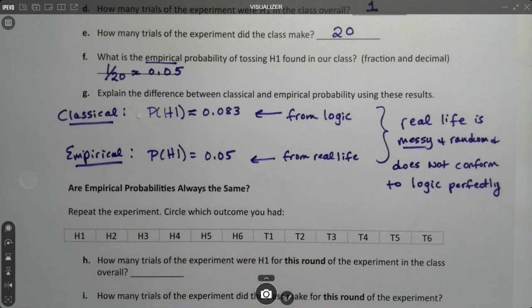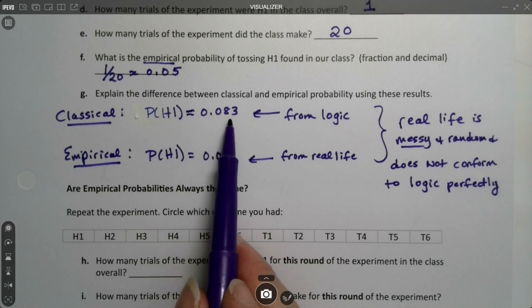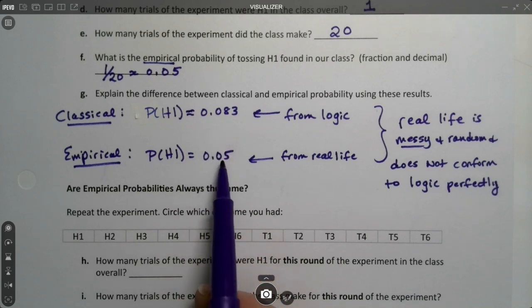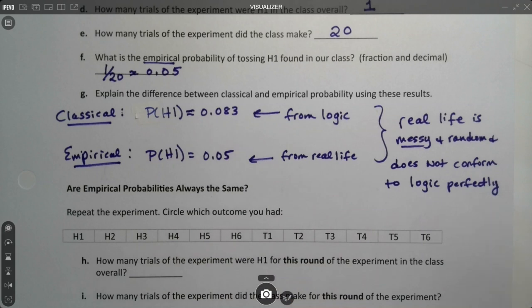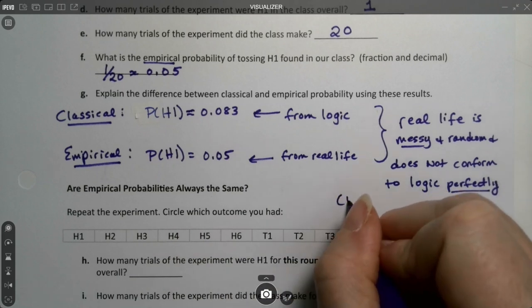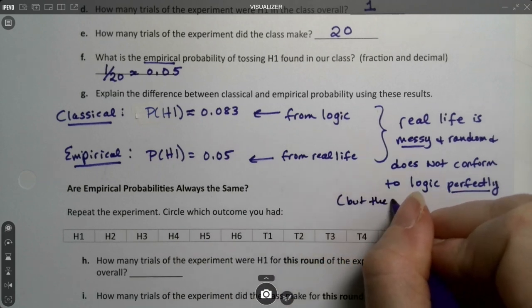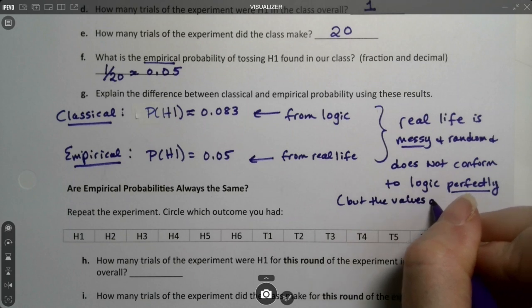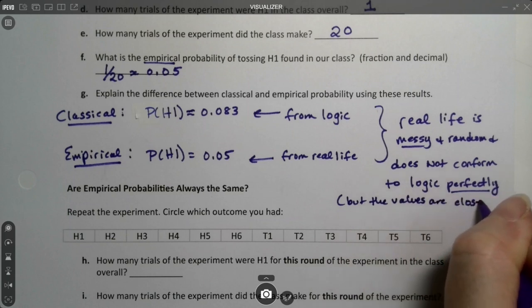Now, it's not that far away. It's not like, you know, oh, this was 0.083 and this was 82%. It's not like that. It's that they're close, right? But it's not perfect. The values are close, relatively speaking.